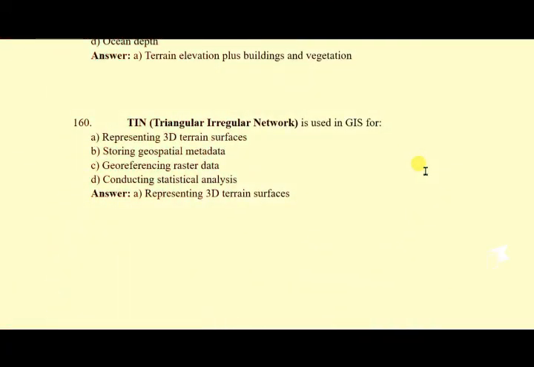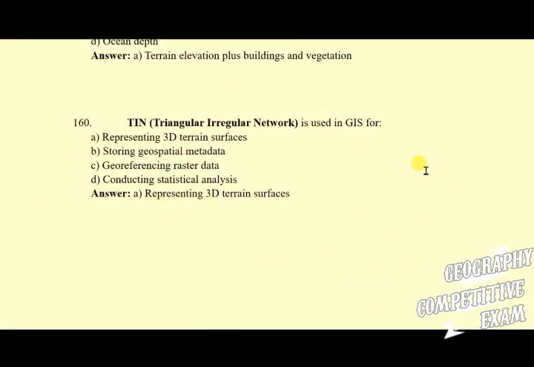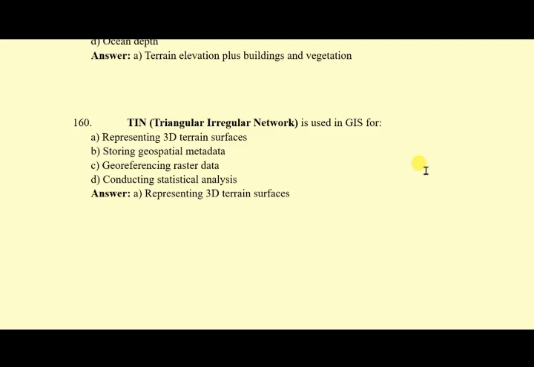TIN, triangular irregular network, is used in GIS for representing 3D terrain surfaces, storing geospatial metadata, georeferencing raster data, conducting statistical analysis. Here the right answer will be representing 3D terrain surfaces.